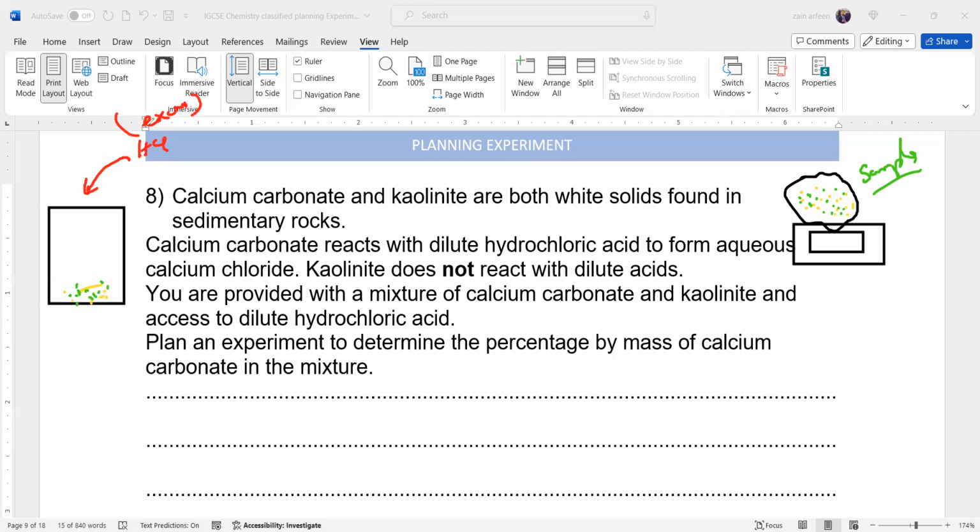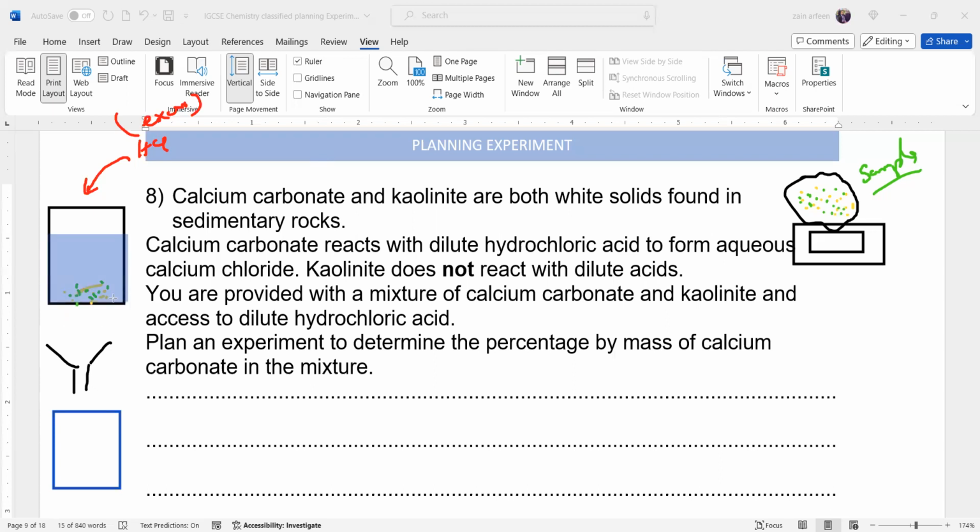Why an excess of hydrochloric acid? Because we want to make sure that there is no more calcium carbonate left, that all the calcium carbonate has reacted. That's why we'll use excess hydrochloric acid. When we use more than enough hydrochloric acid, it will react with calcium carbonate, so there will be no more calcium carbonate; it will turn into calcium chloride. But the kaolinite does not react, so it will remain as a solid. Then we can filter.